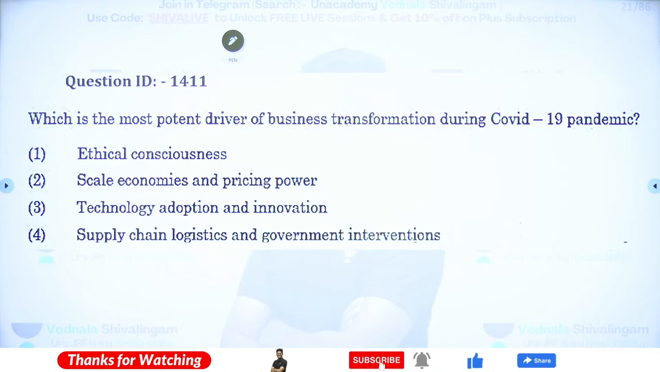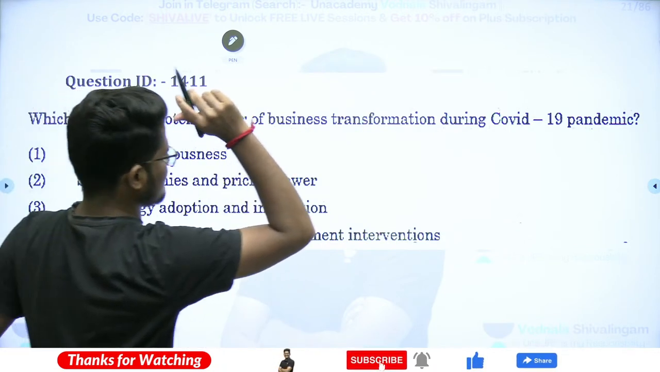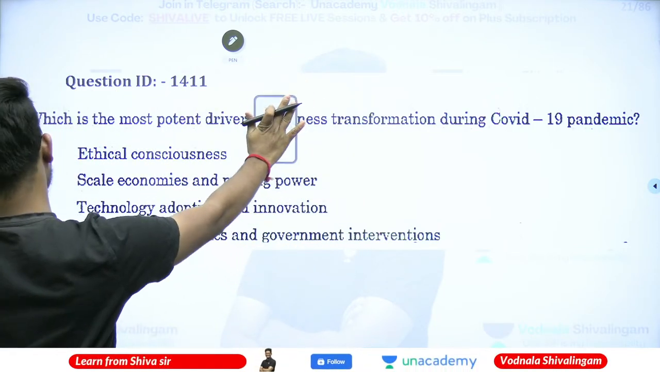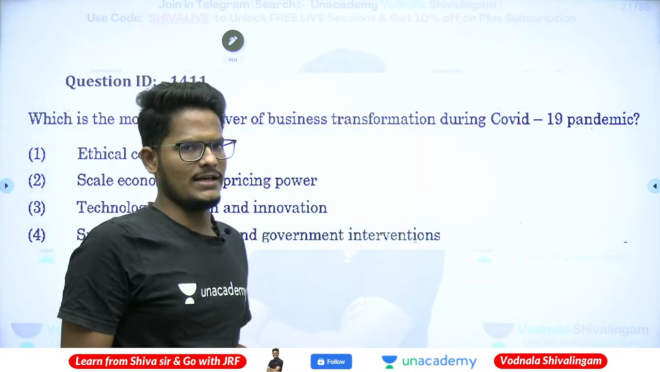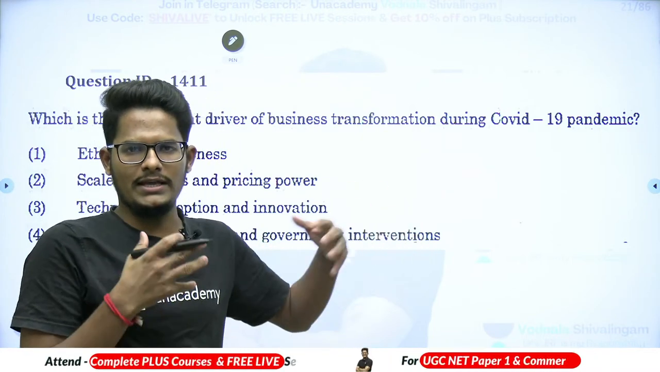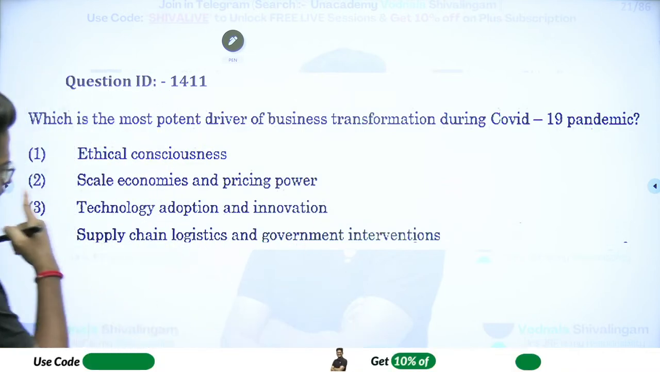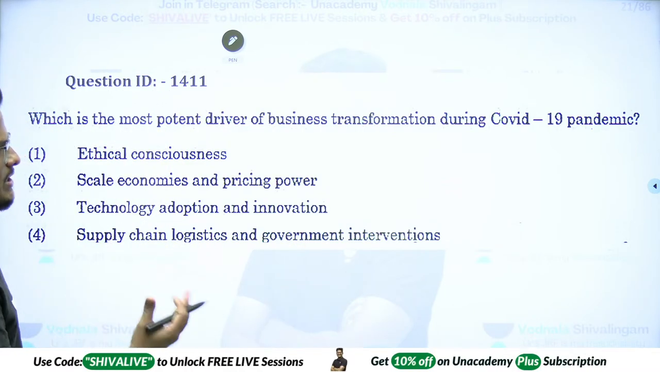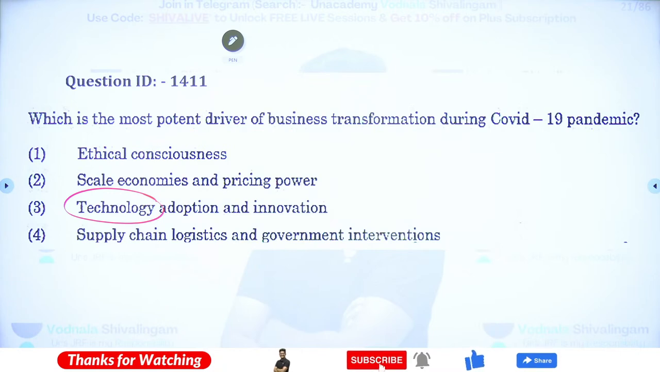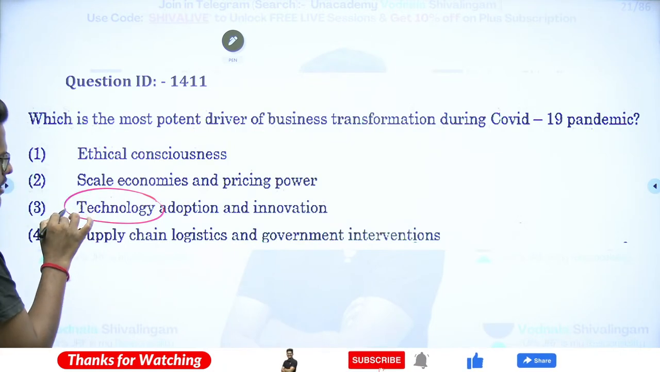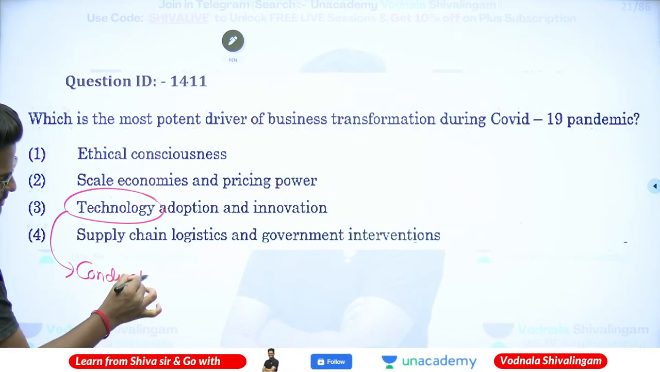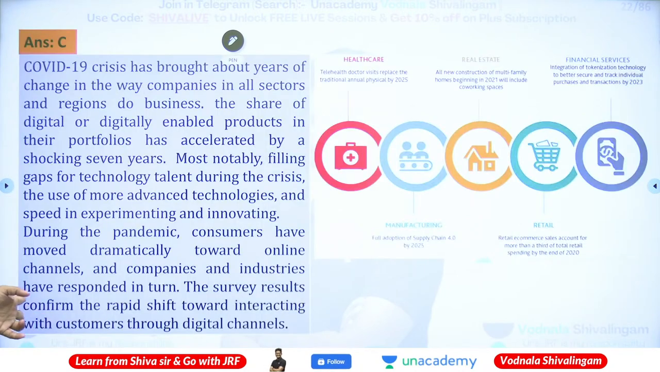One and only blind answer, I would say. What is the most potent driver for business transformation? It is technology. Even now I am using it. If COVID was not there, this much e-learning growth would not have been there. Because of COVID only, the online education system has also grown like anything. Like online education, many other systems have adopted technology and innovation in the COVID-19 situation. Due to technology only, all the businesses were able to conduct their business. Otherwise, they were not able to at that time. The most potent driver is that only.